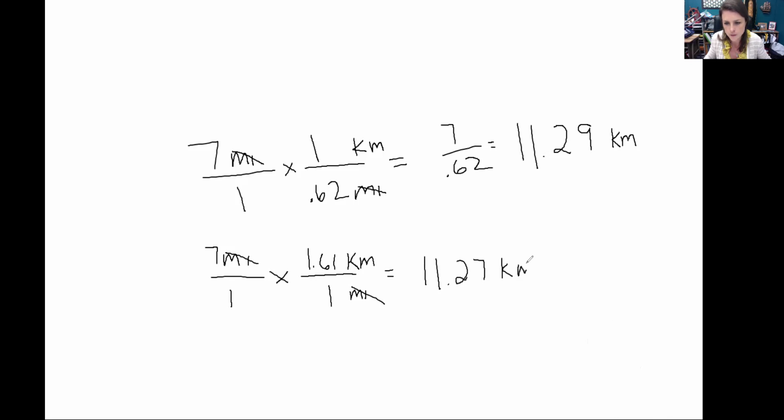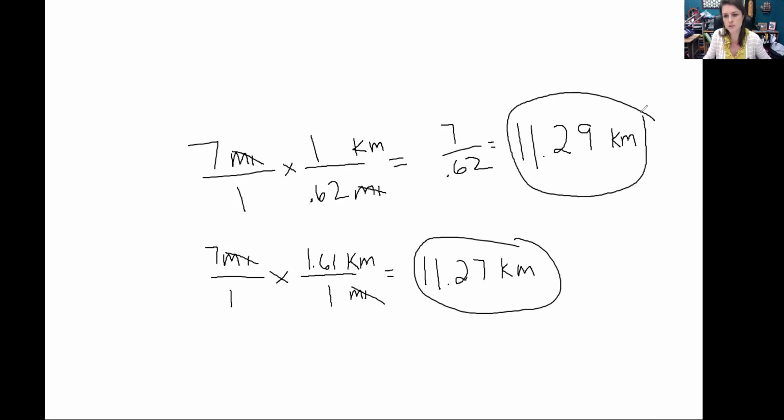So depending on the conversion factor that you use, you might be like 2 hundredths off. On this one, when I used this conversion factor, I got this. And when I used this conversion factor, I got that. I would consider them both correct, but it's just because we used slightly different conversion factors. So both of those would be correct. And you can do them either way, as long as you have the correct ratio here.